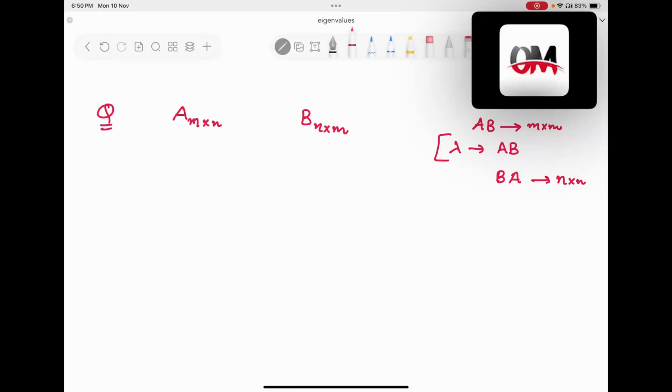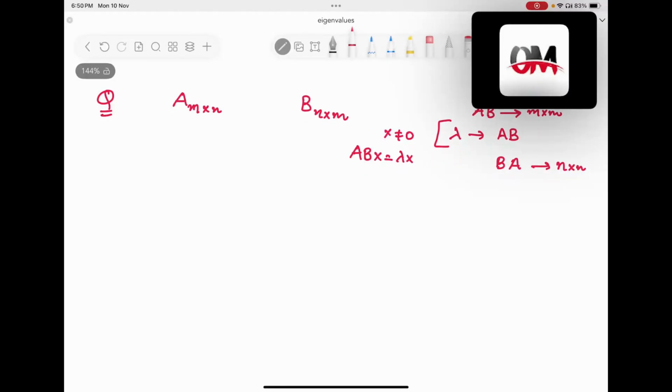Now see, lambda is an eigenvalue of A into B. So what you can write: A into B x equals lambda x for some x non-zero, right? Now consider the case lambda not equal to 0 first. If you take lambda not equal to 0, what can you say about Bx? Is it 0 or not?